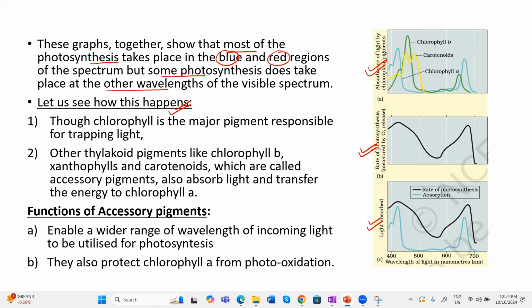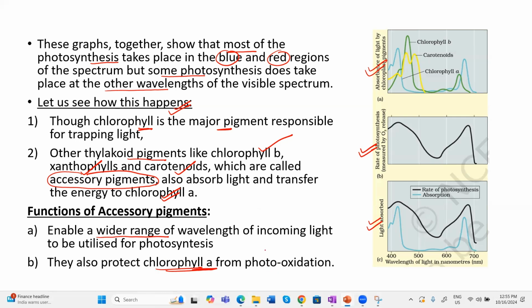How does it happen? Though we know that chlorophyll is the major pigment responsible for trapping the light, other thylakoid pigments are also there, like chlorophyll B, xanthophylls, carotenoids, and they together are known as accessory pigments. They will absorb the light and transfer the energy to chlorophyll A. So what are they actually doing? They are allowing a wide range of photosynthesis to occur, because they are able to absorb some other wavelengths also, which chlorophyll A is not able to absorb. Second, they can prevent chlorophyll A from photooxidative damage also.